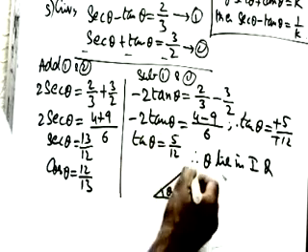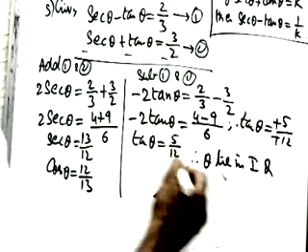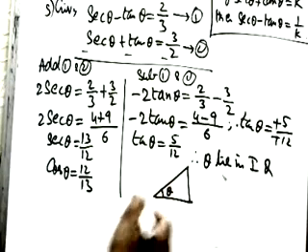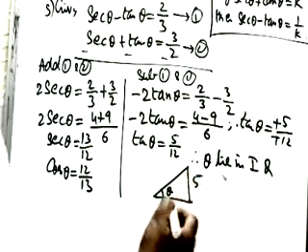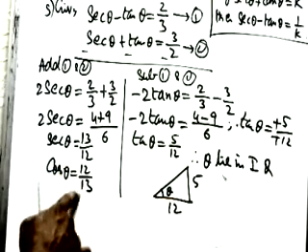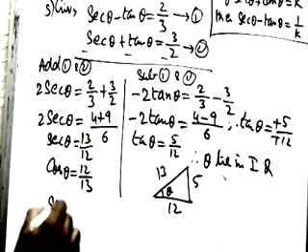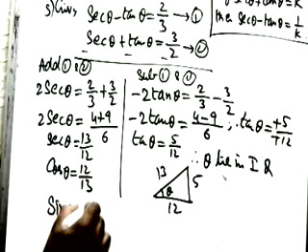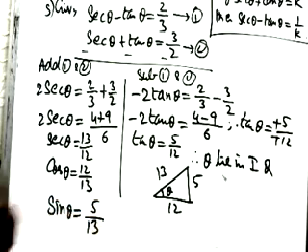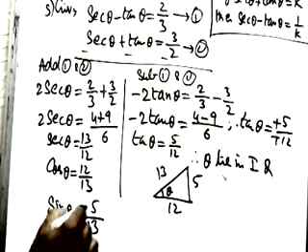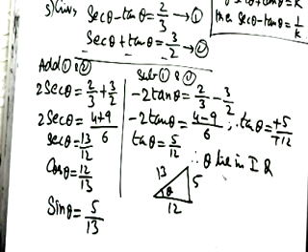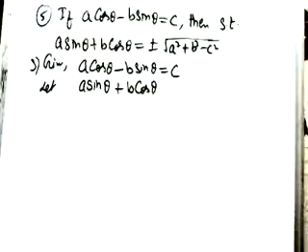Suppose this is theta. Now tan is opposite by adjacent. So what is opposite here? 5. By adjacent is 12. This is adjacent by hypotenuse, this is 13. So we have to find the value of sine theta. Therefore, sine theta equals opposite by hypotenuse. Also, this is the first quadrant, therefore in the first quadrant sine is positive.